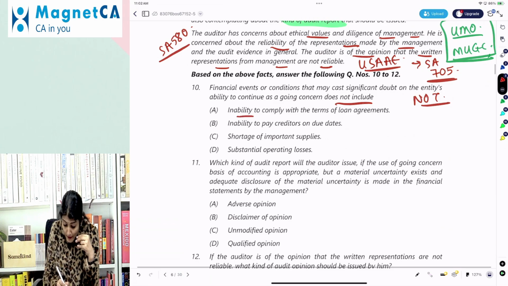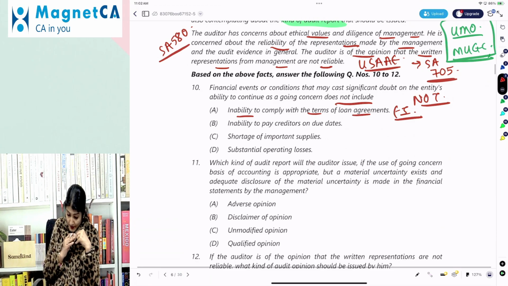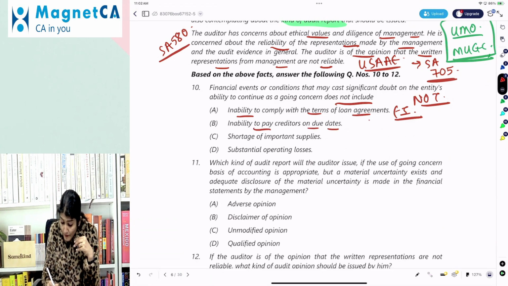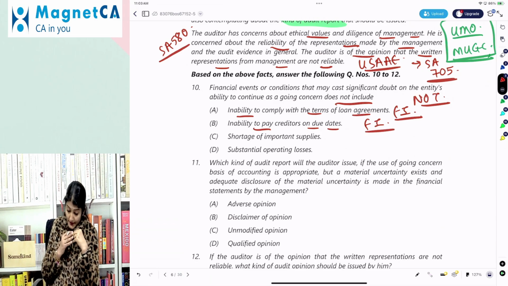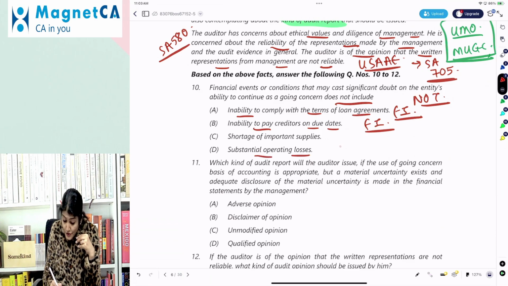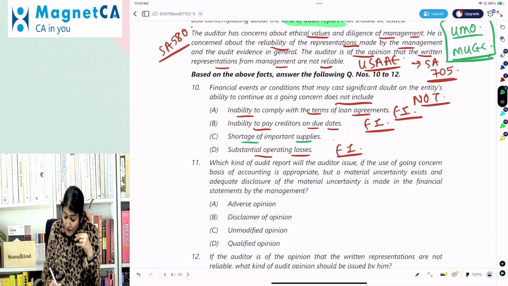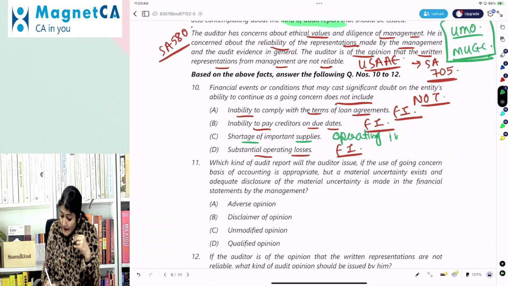Right? So, unable to comply with terms of loan agreement, financial indication. Unable to pay creditors on the due date, financial indication. Shortage of important supplies, okay. And substantial operating losses, again, a financial indication. But shortage of important supplies is an operating indication regarding the going concern.